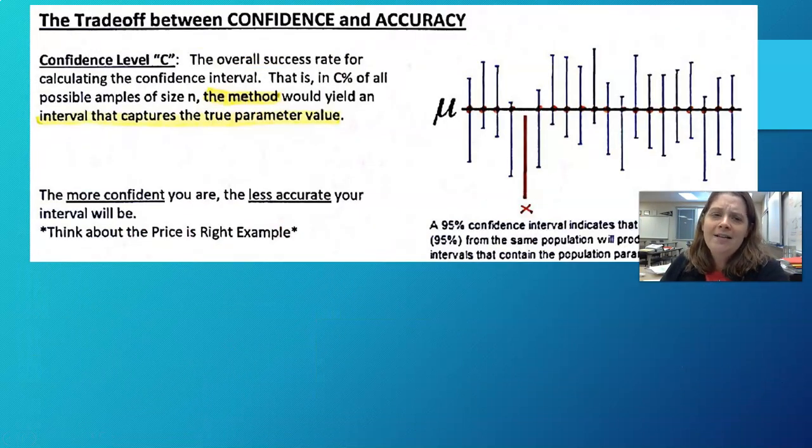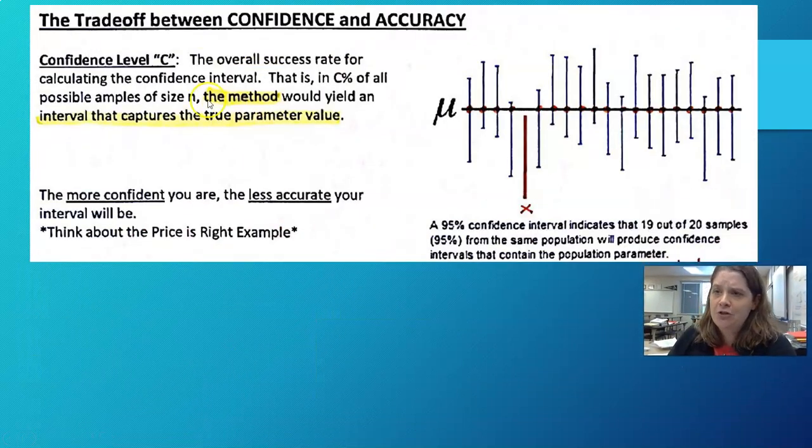All right. So again, the idea with confidence intervals, when we're talking about this margin of error, is that the confidence level C, like the 90% and the 95%, etc., is sort of an overall success rate for the process. So that means if we were to take all possible samples of size n, and construct a confidence interval based on the p hat value from each, about C% of those confidence intervals would capture the truth.